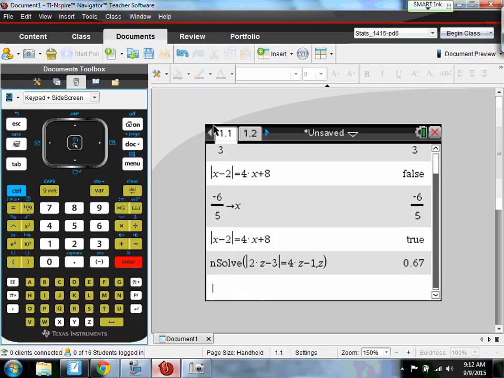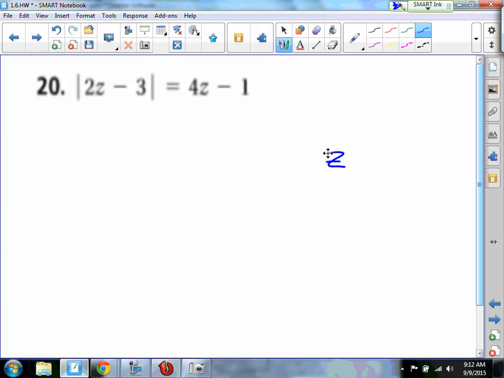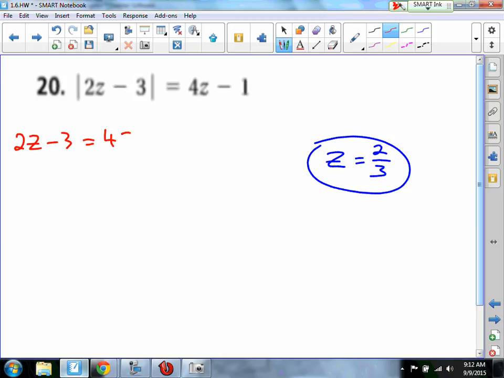Now, I said decimals don't exist, so hopefully you can recognize what that solution is. 2/3. Good. I like it a lot. So z is 2/3. Maybe the calculator let us down. Let's see. 2z minus 3 is 4z minus 1. So 2z is negative 2, and z is negative 1. Wait a minute. The calculator only gave me one solution. But wait a minute. Didn't the directions say check for extraneous solutions?